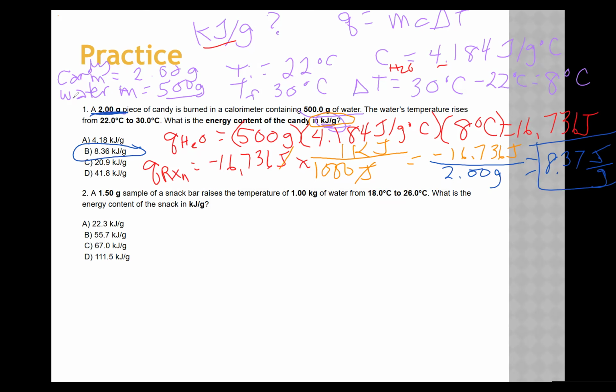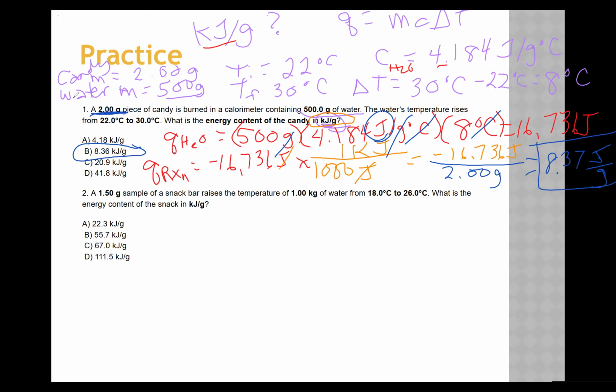Okay, just remember to take your time, write everything out, look at your units, make sure that they cancel out, and you're left with the correct units. You know that the heat of the reaction will have to have its answers in joules. So if you are canceling out correctly, you'll have the correct unit. Let's look at this next one.